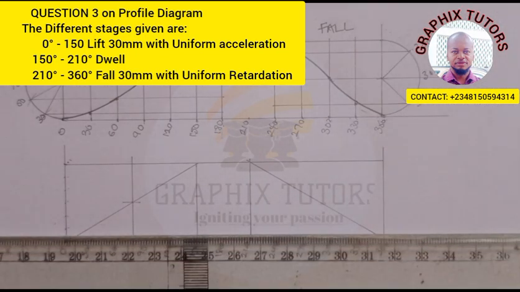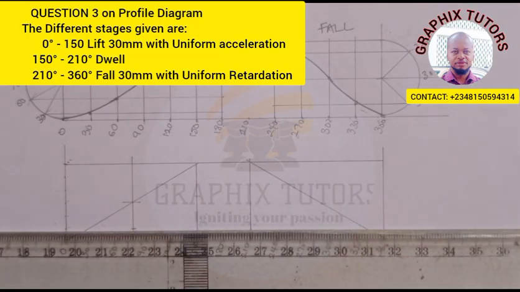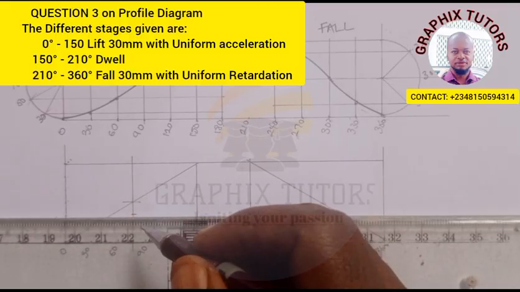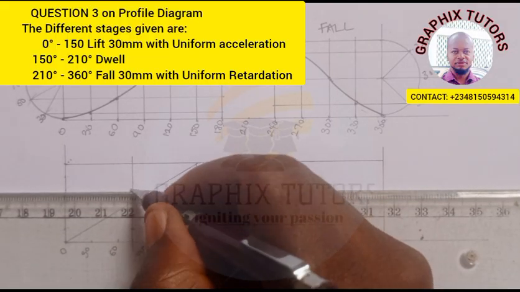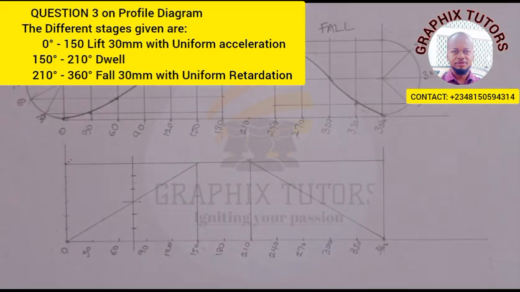This point I have here is here, and I have this point here too. I'm transferring this point to this point, here also to this point, here also to this point. Can you see that?